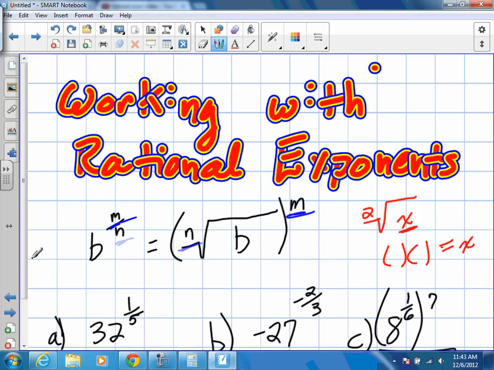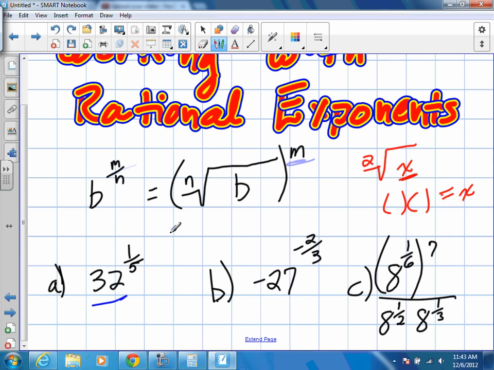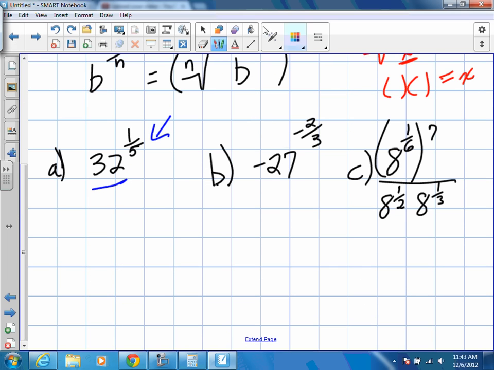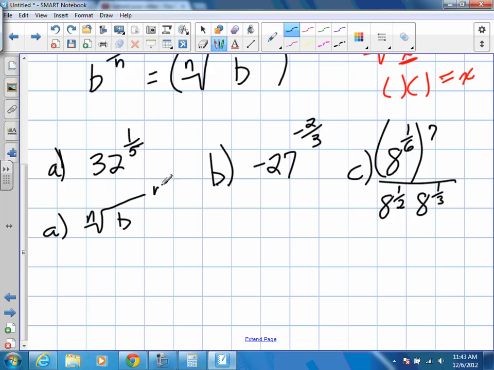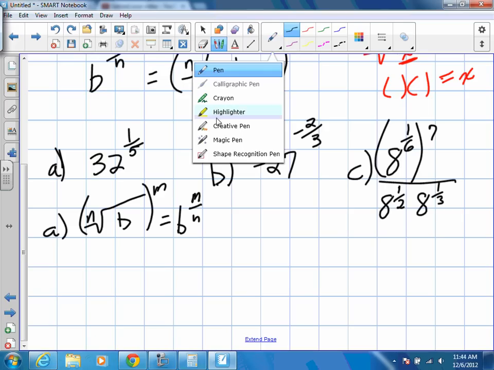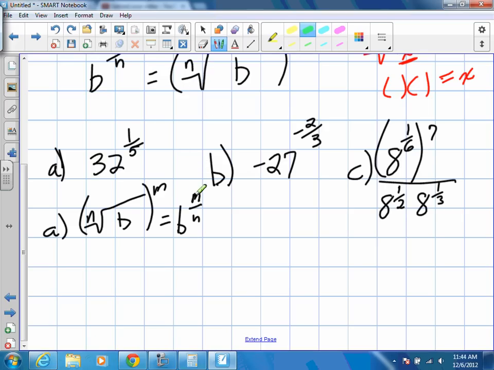So what we're going to do is try to apply this rule to the very first one we're going to deal with, question A. Okay. Question A. We know that the rule states that the nth root of b to the m, where m is our exponent on the outside, is the equivalent of b to the power of m over n. So let's figure out what each of these are. What would be considered my m, or my numerator, in the question above? What number? 1. What would be the denominator? 5. Good. So that's going to become the root, and the numerator will become the power.